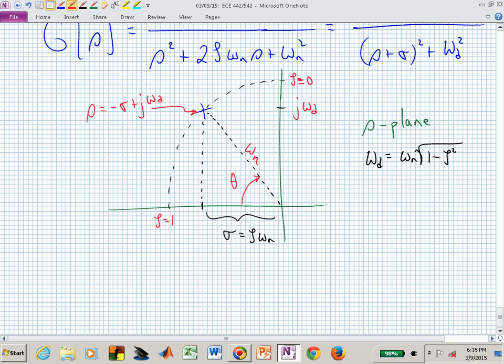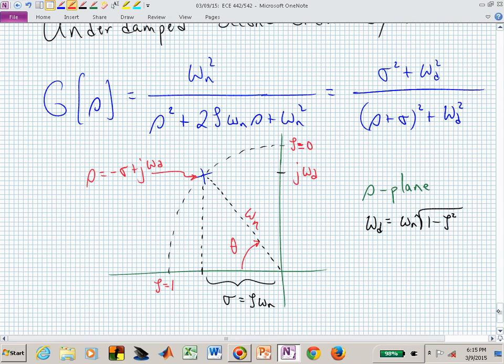Now, all of these relationships are captured, or those are actually the pole locations in our transfer function G. If you now found the roots of your denominator, you would have one root at s equals minus sigma plus j omega sub d, and its twin, s equals minus sigma minus j omega sub d, and that's on the right-hand side of that expression for G of s.